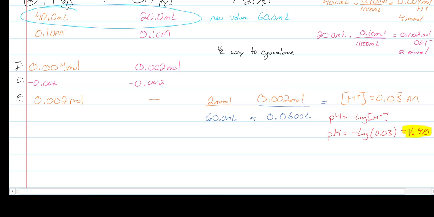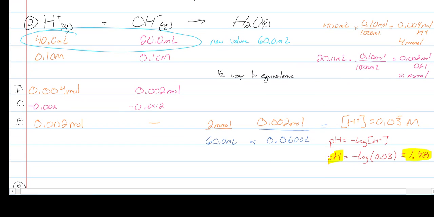So we're halfway to the equivalence point, and our pH is only 1.48. It started at 1, and we're only at 1.48. This is a good reminder. This is exponential. This is why it's different than a linear. It's an exponential. Part 3.